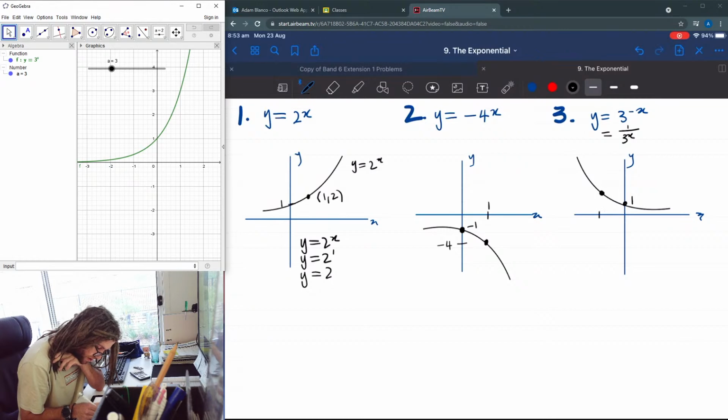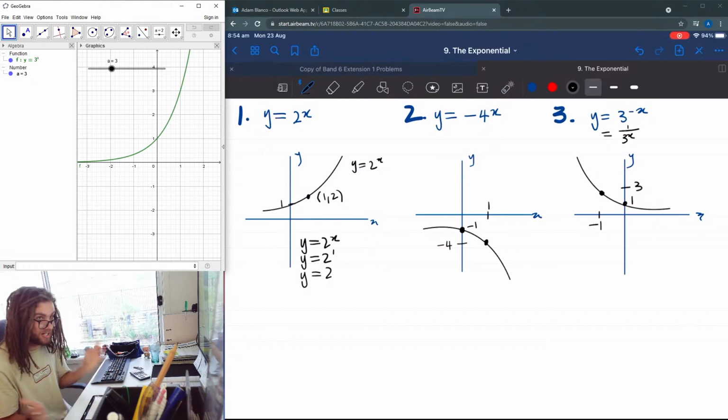Maybe I'll put -1. When I put a -1 into here, I'm going to have minus minus 1, which is going to be 3 to the power of minus minus 1, which is the same as 3 to the power of 1, which is just 3. So at that point, there's 3. But that's all you really need to be able to do.